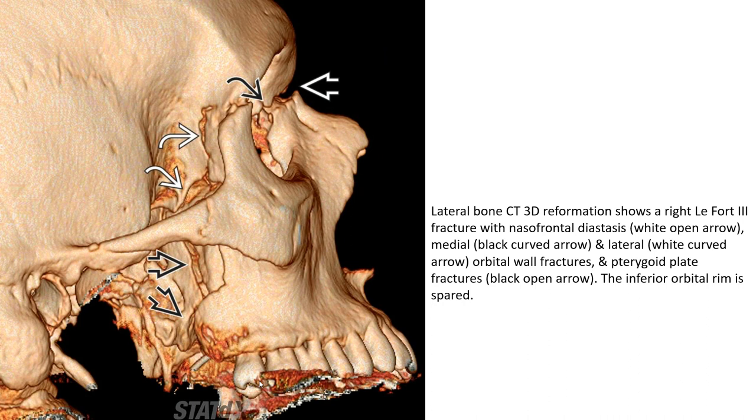This is a lateral bone CT 3D reformation, showing a right level 3 fracture with nasofrontal diastasis, wide open arrow indicated. Orbital bone fracture and pterygoid plate fracture, black open arrow indicated. The inferior orbital ring is spared.